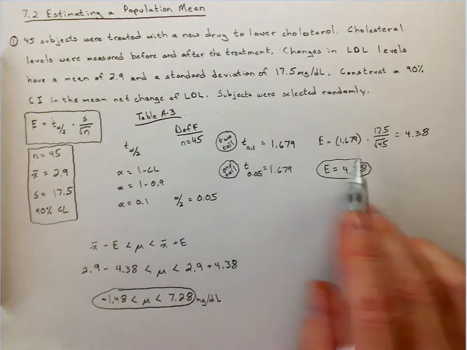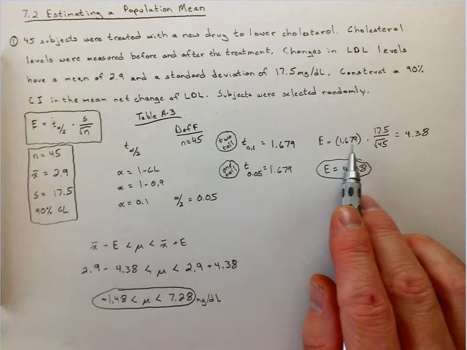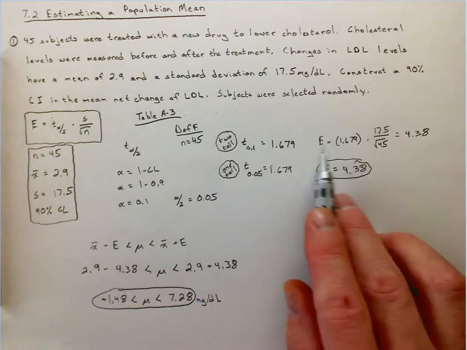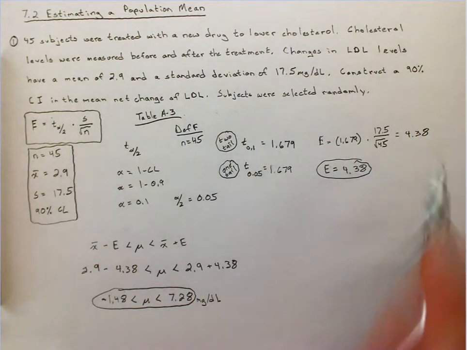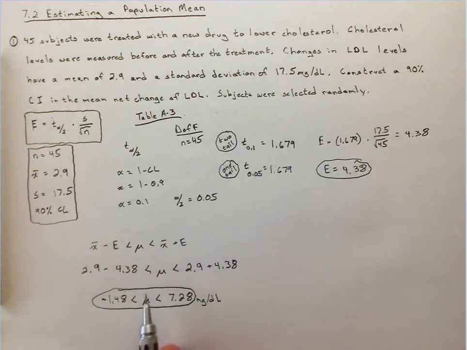And then once you hit that, you solve for t sub alpha divided by 2. Plug it into the margin of error formula and calculate. After you do that, plug it into the confidence interval formula, and then find your confidence interval.